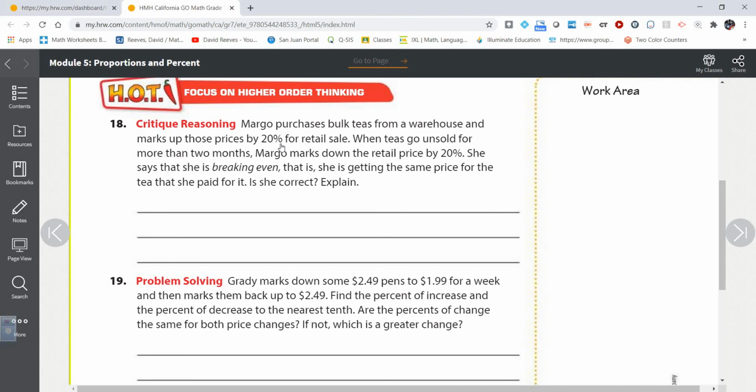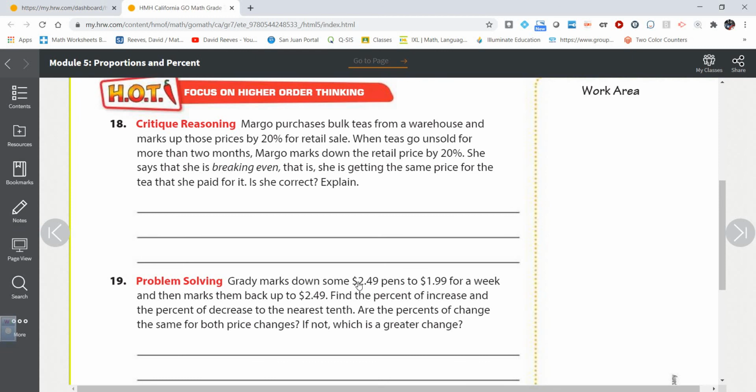So if Margot marks her prices up by 20%, and then she marks them down by 20%. All right? 20% of a bigger number is bigger. Does that make sense? 20% of a bigger number is bigger. So if she marks a bigger number down by 20%, you don't get back to where you started. All right? You don't get back to where you started. So if someone takes 20% off of something and then they take 20% off again, the first 20% is bigger than the second 20%. Remember, you're finding a percent of.